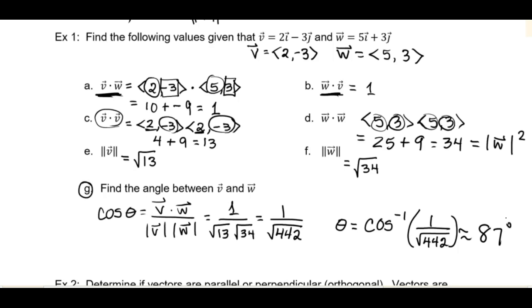If we take a look at our graph of these vectors, I would be at 2, -3. That's vector V. W is at 5... 1, 2, 3, 4, 5... 1, 2, 3. So we can see the other vector. So we're claiming this angle right here is our 87 degrees. And it does look like it could be that.